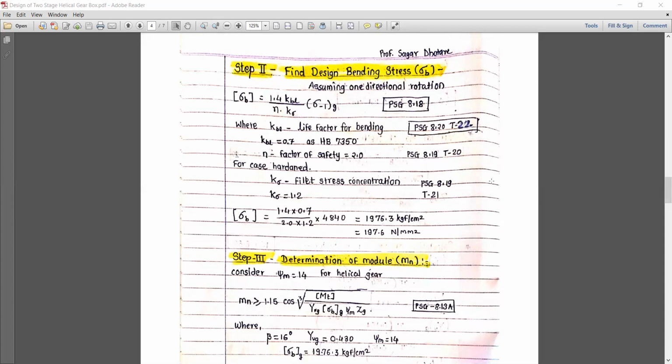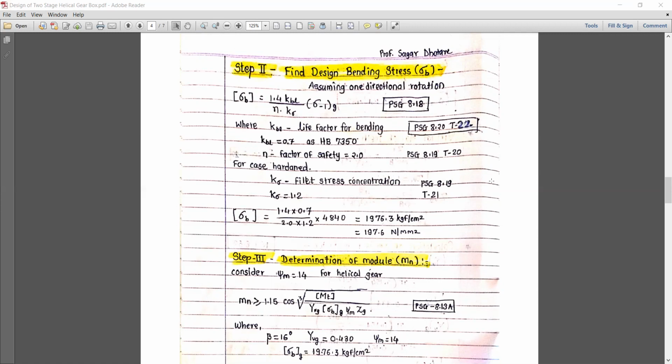N is the factor of safety, which we can find from PSG 8.19, table number 20, that is equal to 2, because we have considered here alloy steel material and it is case hardened. Now K rho, that is the fillet stress concentration factor, we can find from page number 8.19, table number 21, that K rho is equal to 1.2.